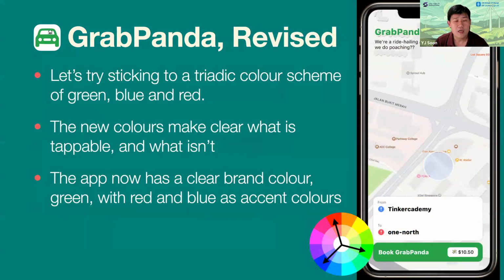Okay, so over here, green is now our primary tint color. And some things are tappable, some things are not. And it's got a very clear brand color that's green. And it uses red and blue as additional accent colors. Okay, so colors are very important.